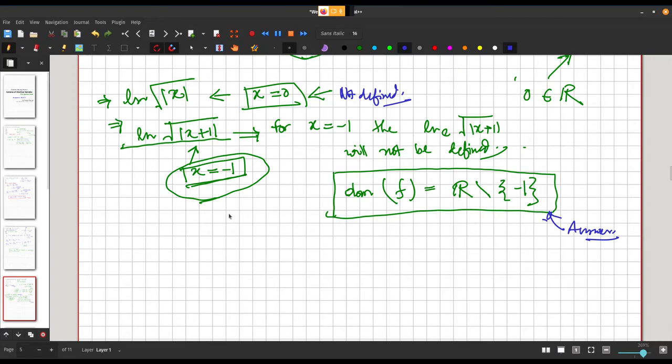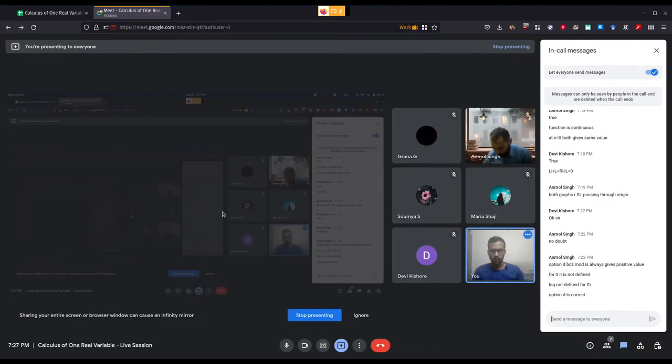Okay, so any questions about this problem? If there aren't any questions, then I will move to the next problem, which is problem number 5.